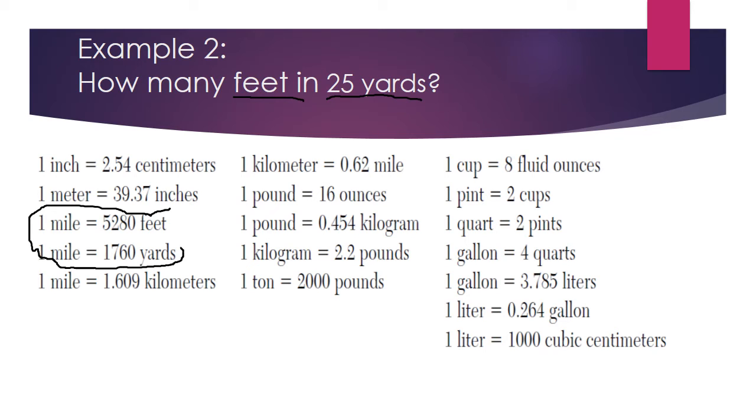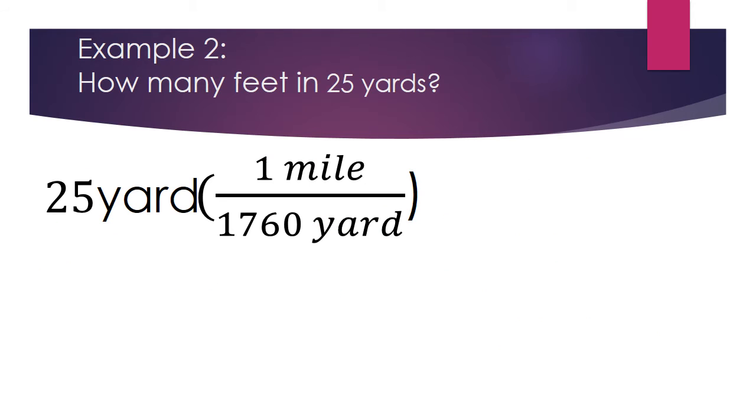The first one is 1 mile equals 5,280 feet, and the second fact is 1 mile equals 1,760 yards. So to write down conversion ratios, we go back and write the first conversion ratio with yard at the bottom, or the denominator of the ratio, and then based on the information from the reference sheet, 1 mile is equal to 1,760.